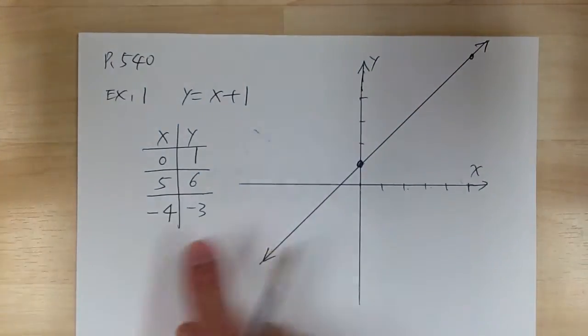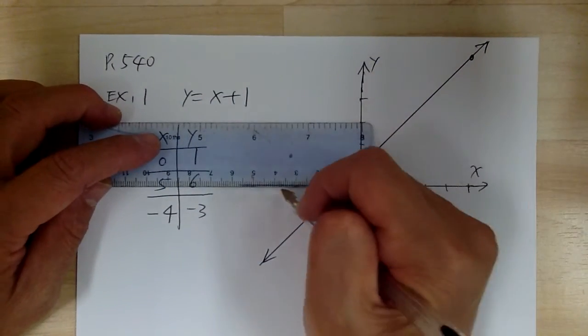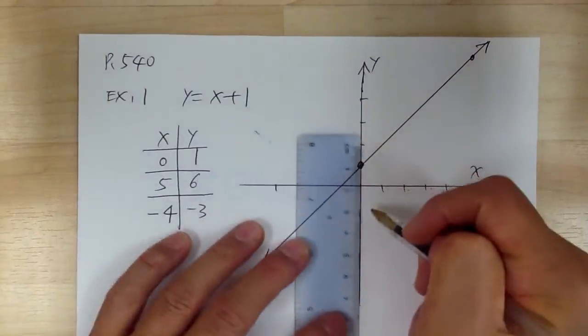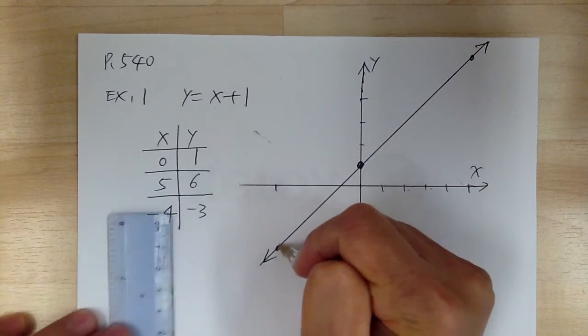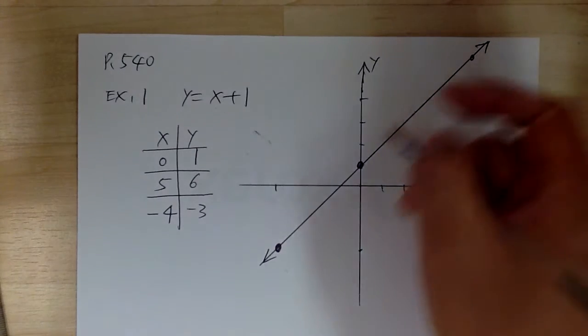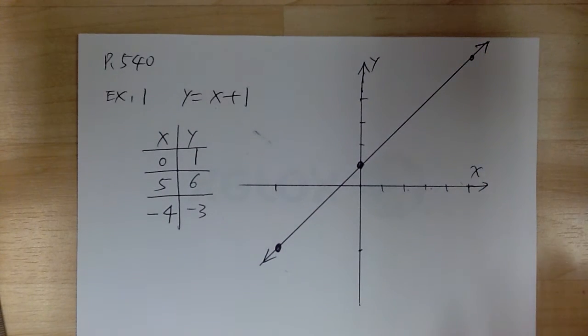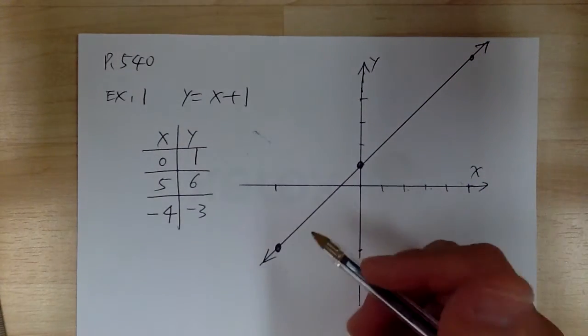Okay, now if you want to put more points, that's fine. See, this is negative 4, negative 3, so that's your negative 4, negative 3, and that is that point right over here. So all the points should be on the line. Doesn't matter what number you choose. You can pick any point.